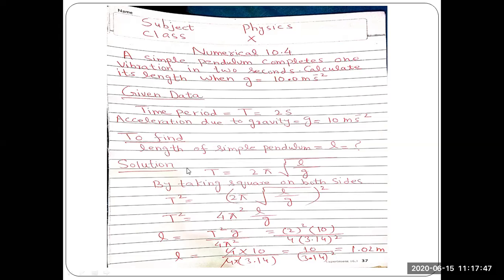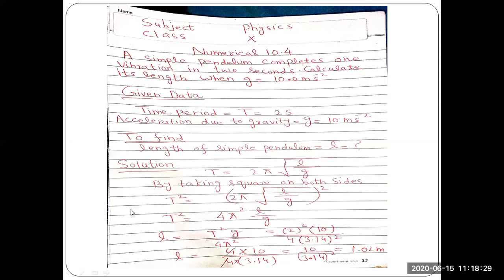I will use the formula T is equal to 2 pi under root l over g. Because I want to separate out l, I'm taking the square on both sides, in order to cancel out the square root. So T square is equal to 4 pi square l over g. Now I am going to separate out l.